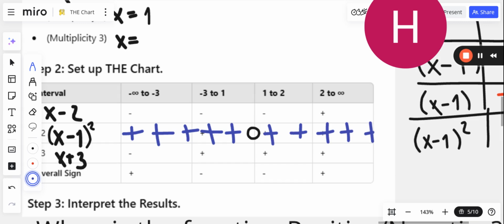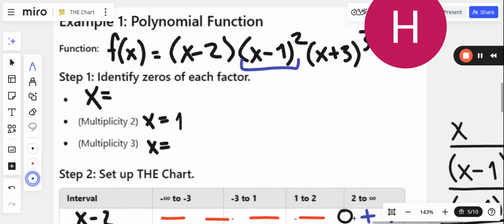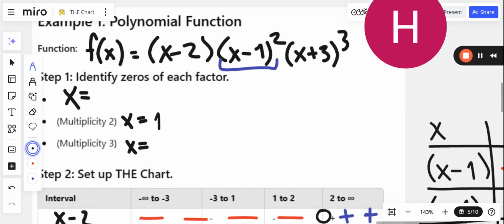All right. Now let's look at x minus 2. That one's not anything special. It's just a normal factor of x minus 2. So there's going to be a 0 at 2. It's negative over here. It's positive over here. Okay. So this was when x equals 2.